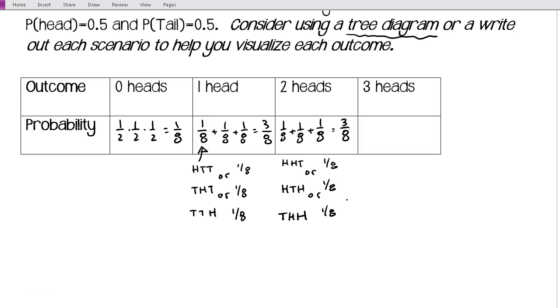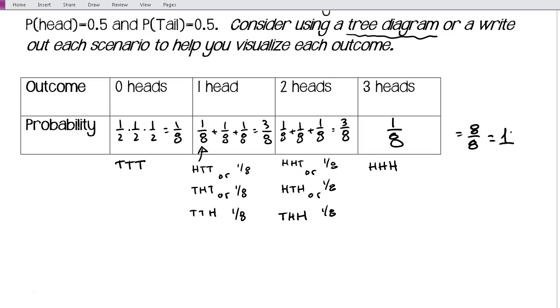And then the probability of getting 3 heads would be heads, heads, heads, and that probability would be 1/8. So 0 heads over here, just to be consistent, would be 3 tails. And if we add all these up, 1/8, 3/8, 3/8, 1/8, that gives us 8/8, which is 1.